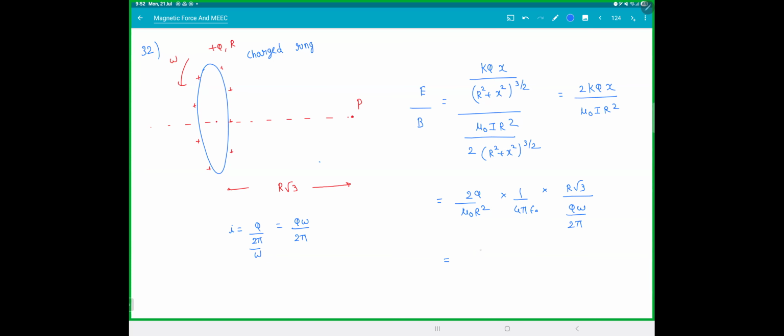You end up with the q cancels. R square में 1 r goes off. 4 pi goes off. 1 by mu naught epsilon, root 3r by r omega. That's nothing but c square. Root 3 c square by r omega. Check.